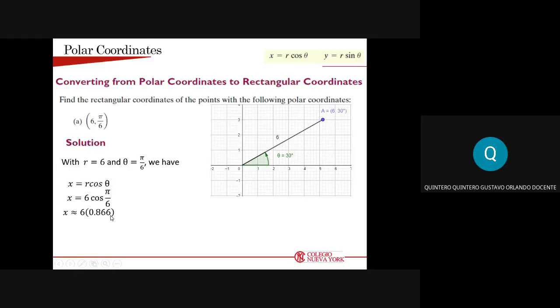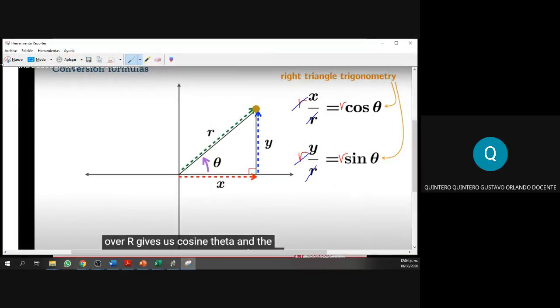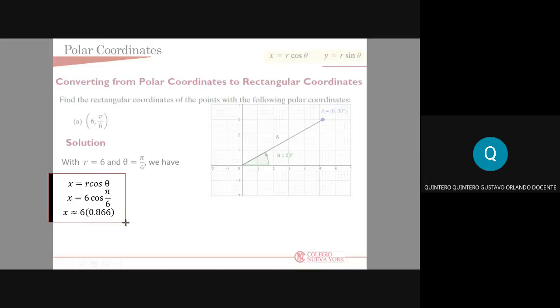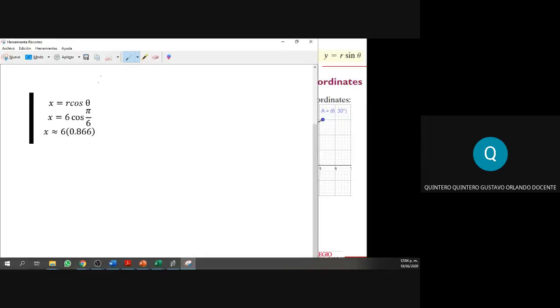0.866. Again, this part is done with a calculator. Let me write that in here. This part here is done with a calculator. I just took the cosine of pi over 6, you put it in the calculator, right?